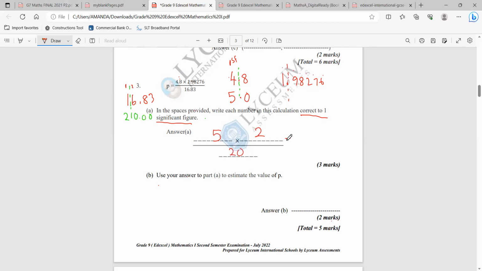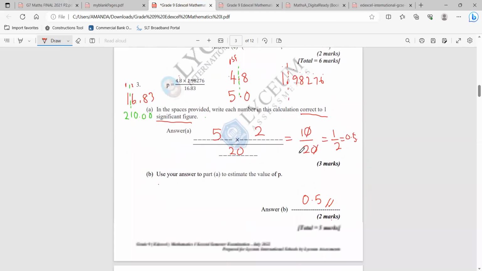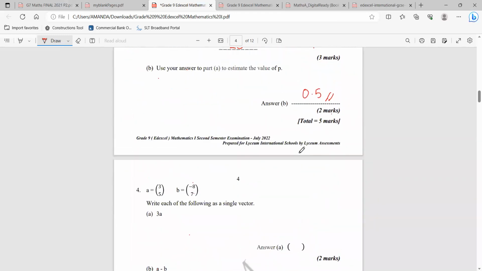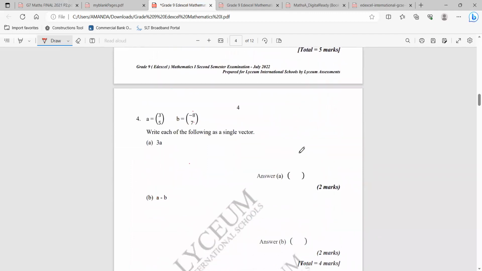5 times 2 is 10. 10 divided by 20. Answer is half. Right? Answer is half, or 0.5. All right, I put 0.5 here. So that's my answer for question number 3. It's done. Very easy, 5 marks.